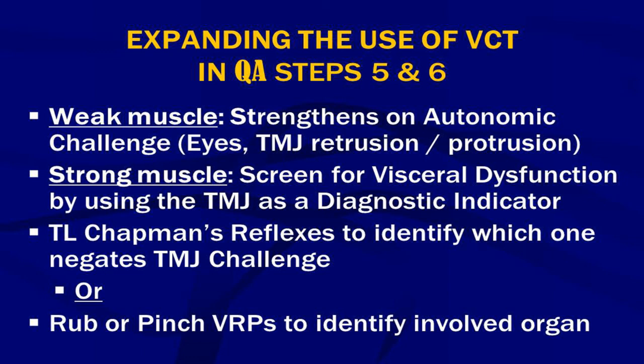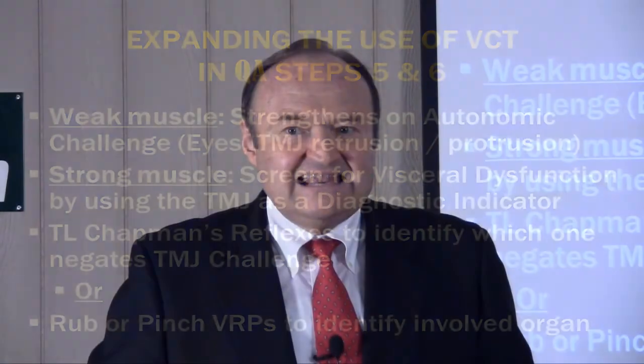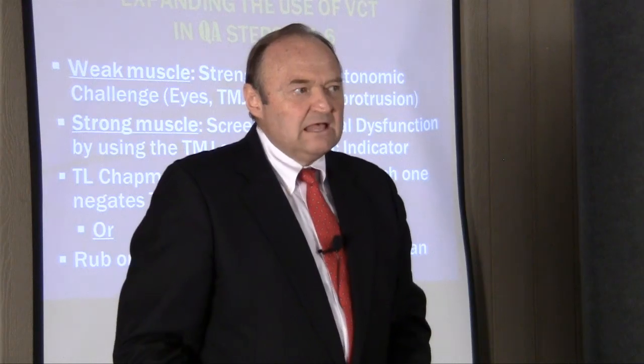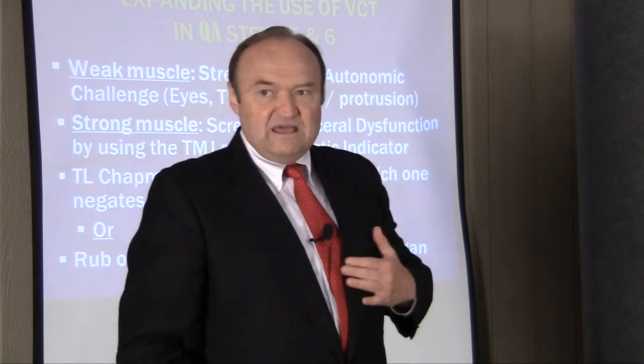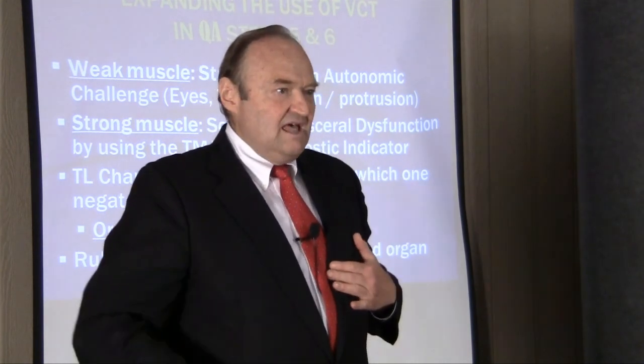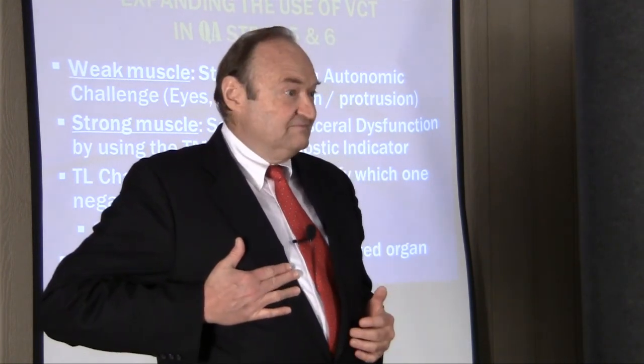And we screen for visceral dysfunction by using the TMJ as a diagnostic indicator to figure out which organ is involved next to treat. When we use the TMJ as a diagnostic indicator in the procedure we're presenting this weekend, we are able to identify the hierarchy of which organ is necessary to treat first, next, and last. That's the critical thing: what we've learned is that some organ dysfunctions will not show up until you fix another organ dysfunction. Let's say you had a pancreas problem on the left and a liver problem on the right.